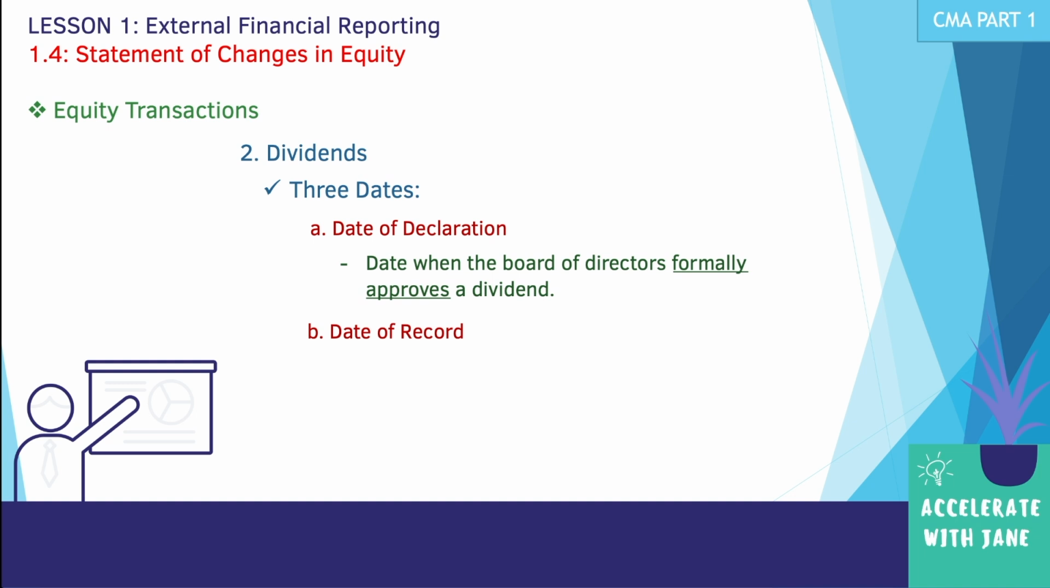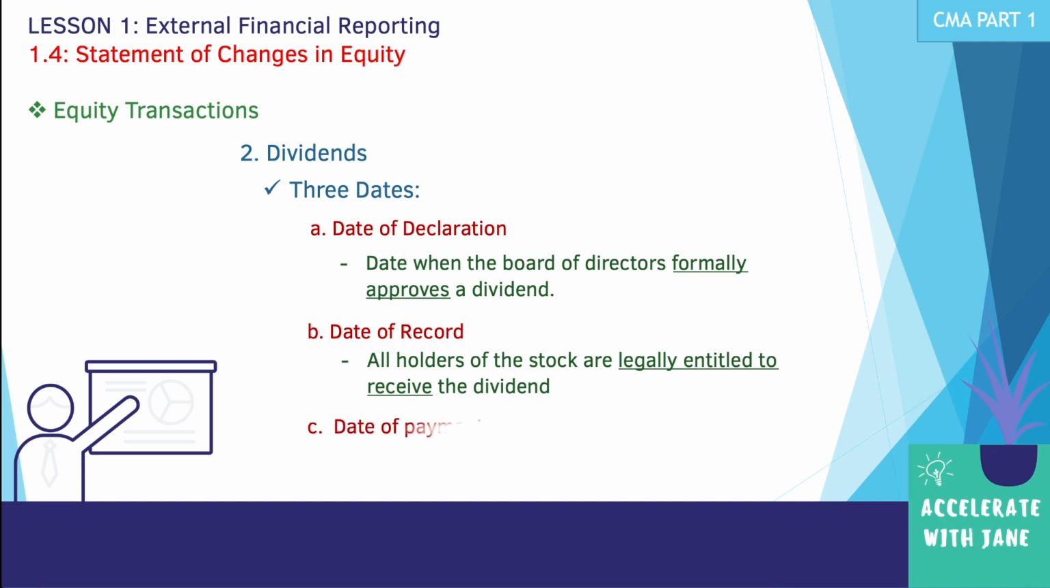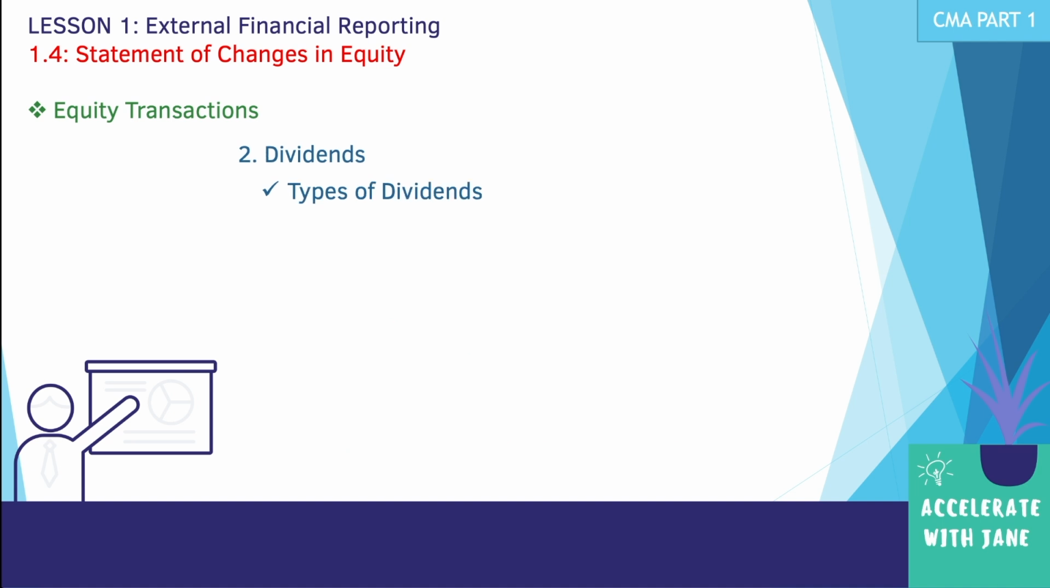Second, we have the date of record, meaning it is the date when all holders of the stock are legally entitled to receive a dividend. Third, we have the date of payment. It is the date in which the dividend is paid. So again, as mentioned earlier, we have several types of dividends: cash dividend, property dividend, and stock dividend.